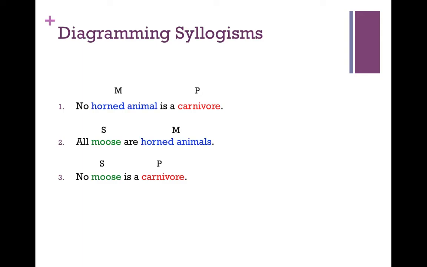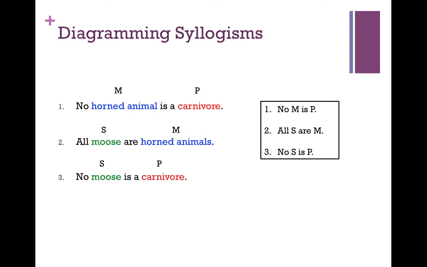Once you do this, you can see that the argument being presented here is of the following form: no M is P, all S are M, and no S is P. And then once we've done this, we can go on to diagram the argument. I'm going to do that for you right now, just to have a little more practice doing this. We're going to diagram this argument.